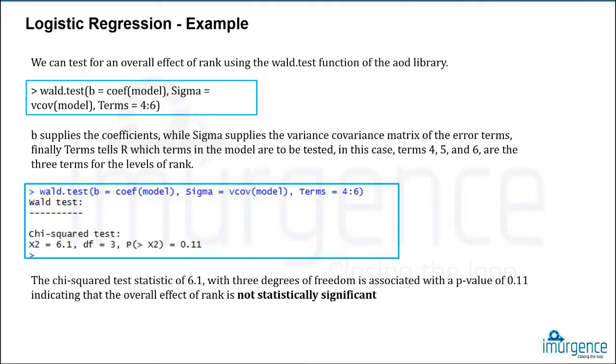What you can understand from this is that the test statistic, the chi-square, is 6.1, right? Which is high, with 3 degrees of freedom, associated with a p-value of 0.11, indicating that the overall effect of rank is not statistically significant. Had this p-value been less than 0.05, you could have made a statement that this is statistically significant, right? So that's the outcome when you do the Wald test.